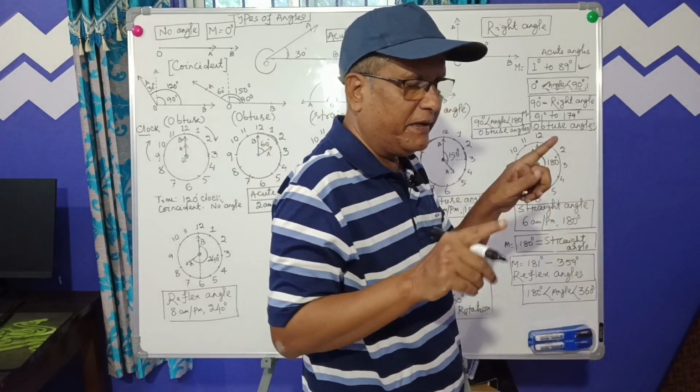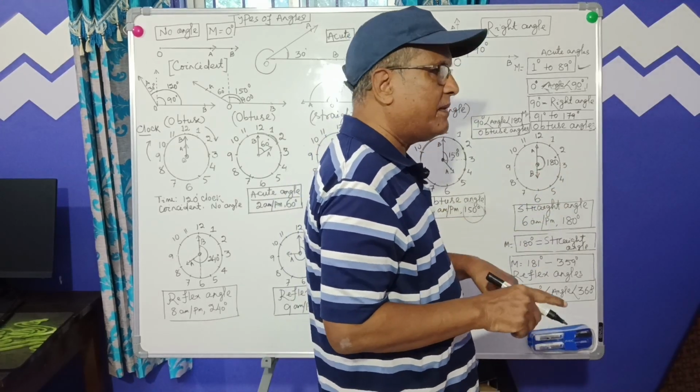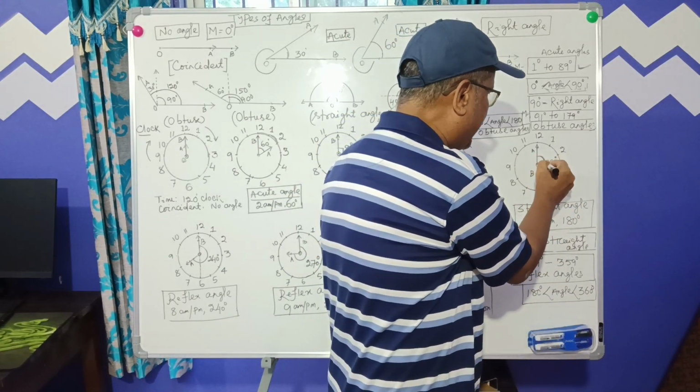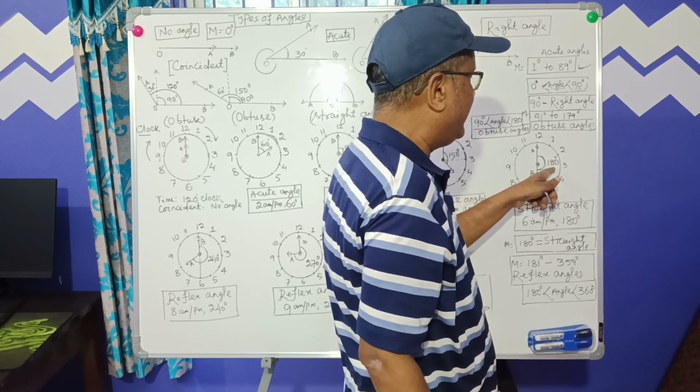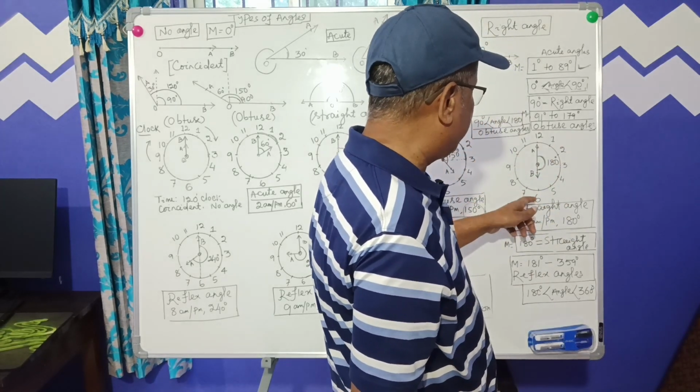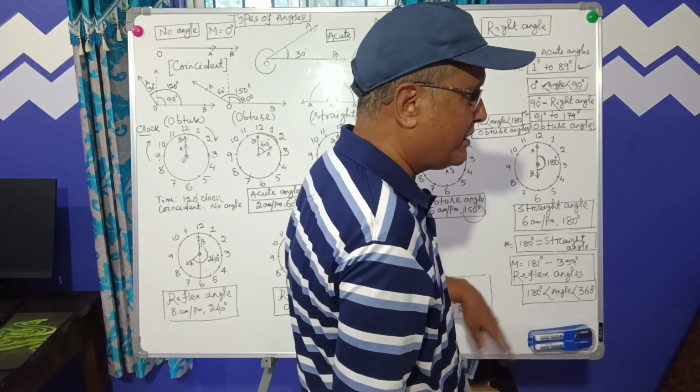Now both the minute arm and the hour arm form a straight line, and this is the measure of the angle. This is called 180 degrees. This angle is called a straight angle. It is formed at 6 o'clock.